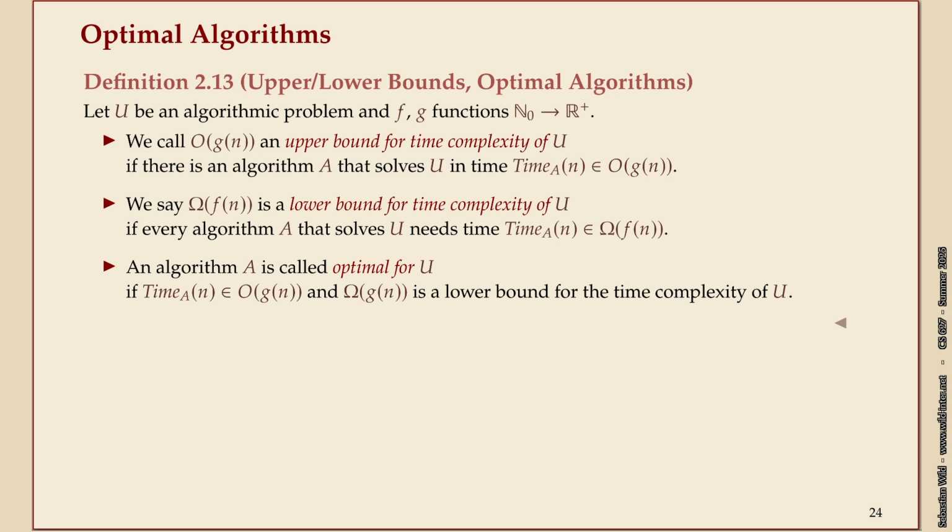Okay, if we have an algorithmic problem, we could define an upper and a lower bound for the running time in essentially the obvious way. We say a running time function is an upper bound for this problem if there is an algorithm that solves this problem in that time. And a lower bound for the problem is another function where we can somehow prove that every possible algorithm needs at least that much time.